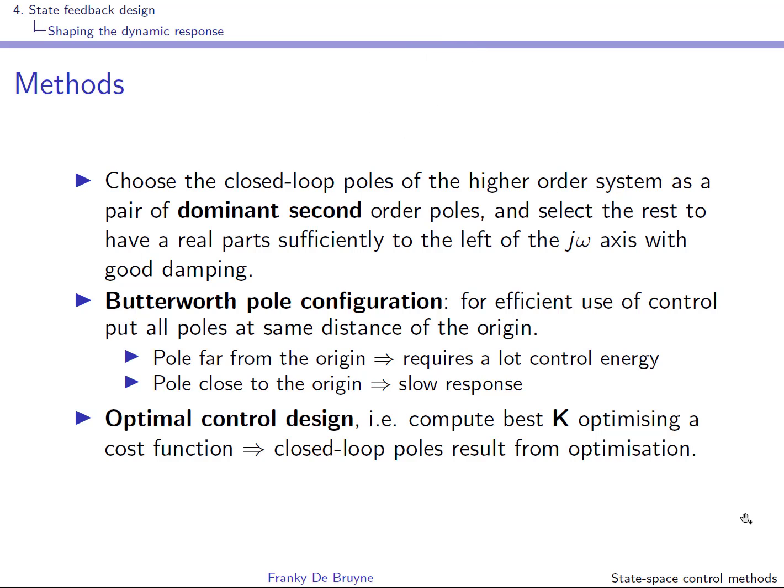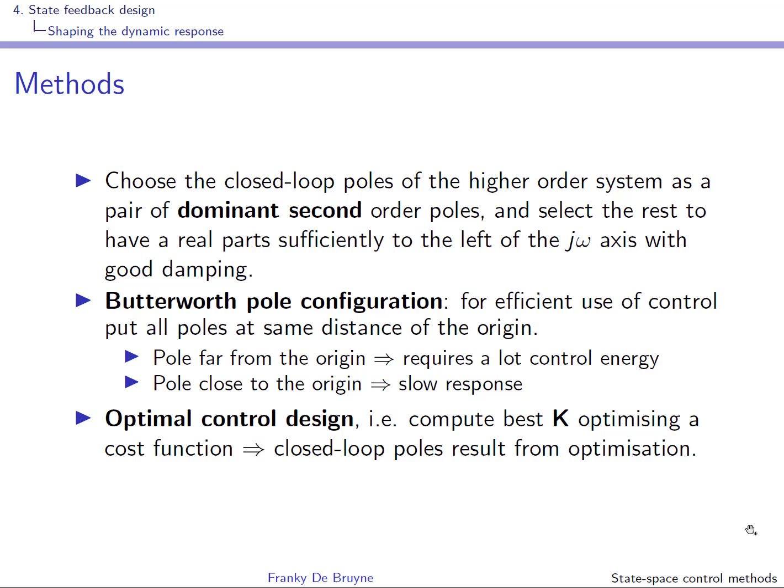The second method is the Butterworth pole configuration method. We have seen previously that if you want to assign a pole far from the origin, this will require a lot of control energy, and if you assign a pole close to the origin, this will result in a slow response. So the idea behind this Butterworth configuration method is to put all the poles at the same distance from the origin, and this is therefore a very systematic method.